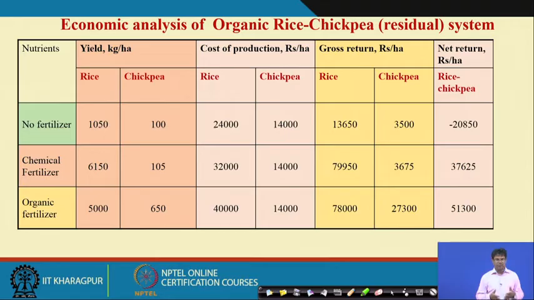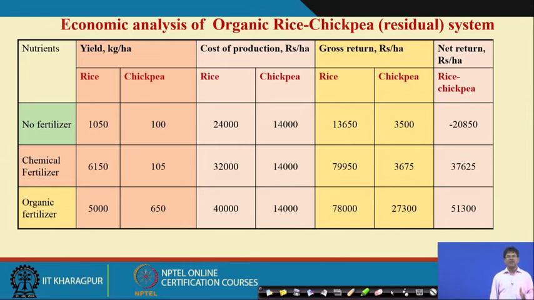because as we discussed earlier, it is very short acting and very fast release, and it has very low or no residual effect. It is as good as no application of fertilizer, because the chickpea yield remains the same whether you go for no fertilizer or chemical fertilizer; they have no residual. But if you see organic fertilizers, they have a high residual effect. The yield from the residual of organic is 650 kg per hectare, whereas with chemical fertilizer it is 105 kg per hectare of chickpea yield. That indicates that organic fertilizer has high residual activity.